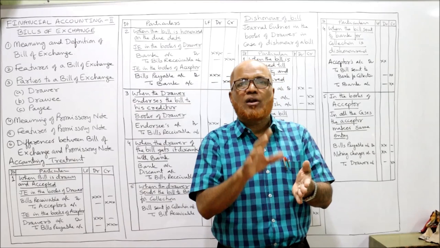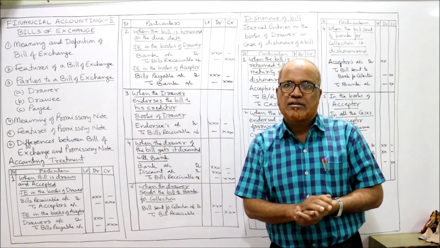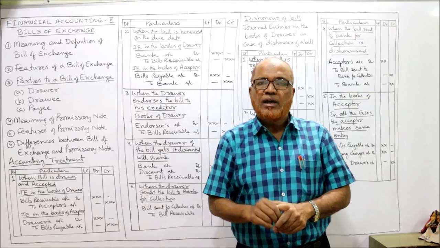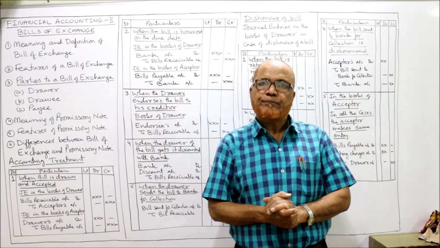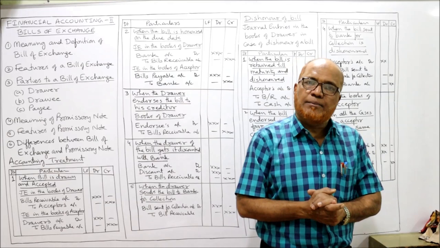It must be dated, the bill of exchange must be dated. The date when the amount is due to be paid should also be specified. It must be signed by the acceptor. And the amount must be certain. The amount due on this instrument must be certain.